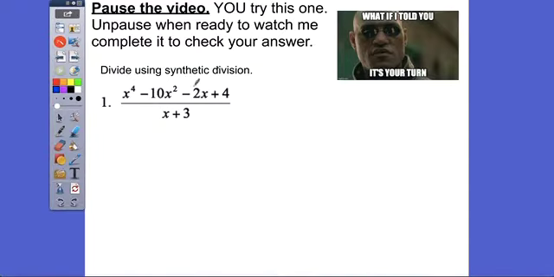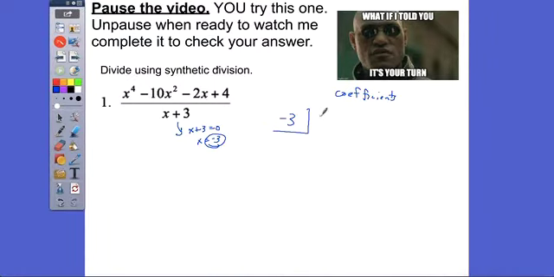Now, performing synthetic division, remember we start with finding the 0 of our denominator. So x plus 3 equals 0, x equals negative 3. So negative 3 is the number that goes in our box out to the side. And then the coefficients get written out up here.